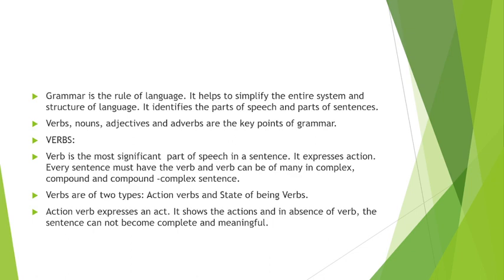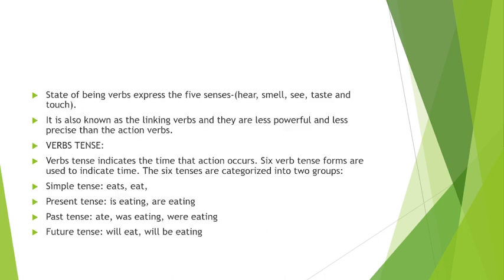Verbs are of two types: action verbs and state of being verbs. Action verb expresses an act. It shows the actions, and in the absence of a verb, the sentence cannot become complete and meaningful. So verb is the most significant part of speech out of noun, adjective, and adverb.